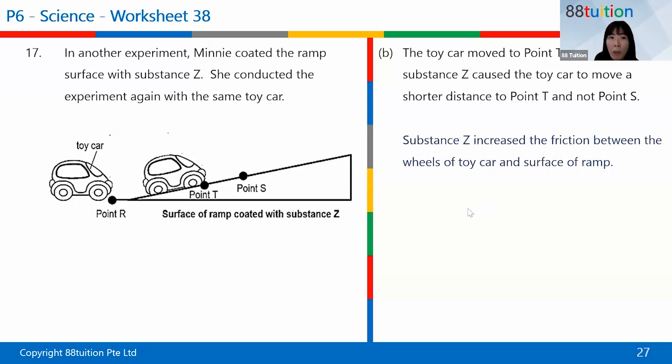So these are a few pointers you've got to be careful of. It's always between two surfaces. You just have to talk about surfaces, okay? So one surface is the wheels of the car, another surface is that of the ramp.